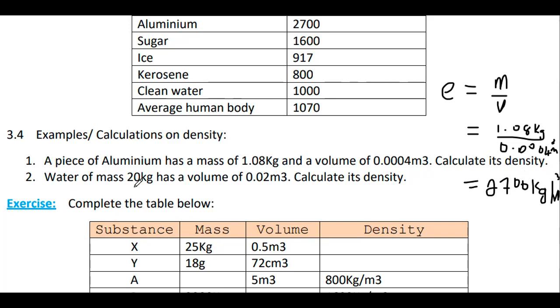All right, now the second question here is about water. Water of mass 20 kg has a volume of this. Calculate its density. So the density here will just be equal to 20 divided by 0.02, right? And what would this give us? 20 divided by 0.02 is just like 10 divided by 0.01. So that gives us 1,000 kilograms per cubic meter.